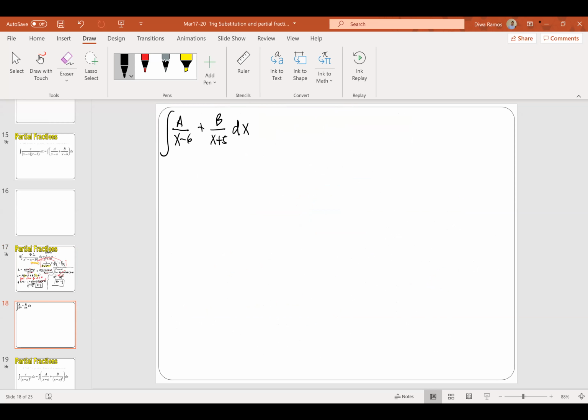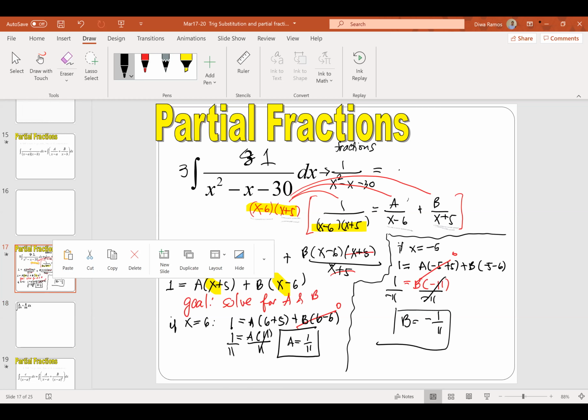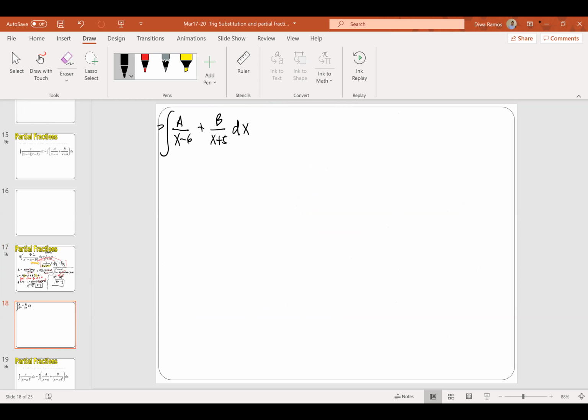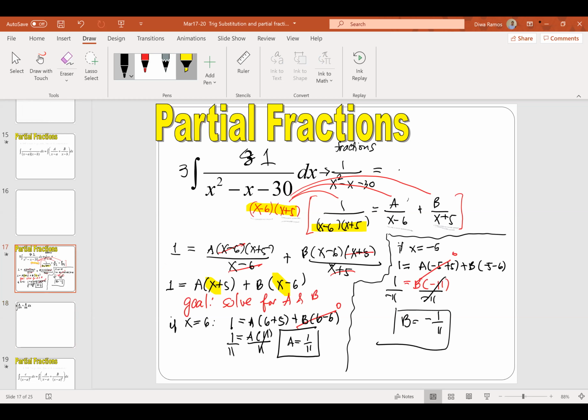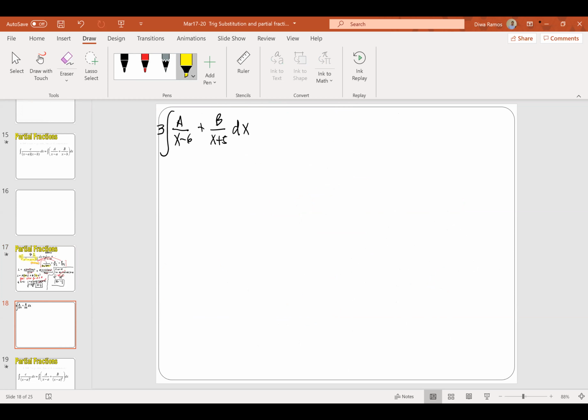So we are now able to break this integral. Oh, by the way, I'm sorry, there is a 3 outside, courtesy of this 3 here. So we are now able to break this entire integral into partial fractions: a over x minus 6 plus b over x plus 5. And we know that a is 1 over 11 and b is -1 over 11, dx. Okay, so far okay with this?